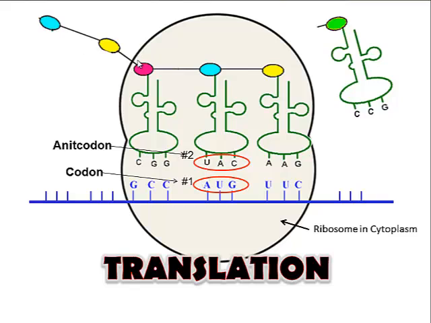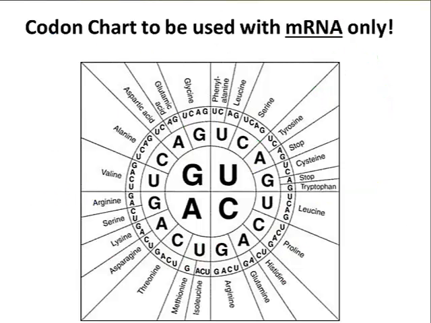Eventually, the polypeptide chain forms and we'll reach a stop codon, which means let's not add any more amino acids. This polypeptide is done. Then the polypeptide can fold into its proper protein shape to give you the traits that you need. This is a codon chart to be used with messenger RNA only. And as you remember, messenger RNA would be DNA's readable instructions.